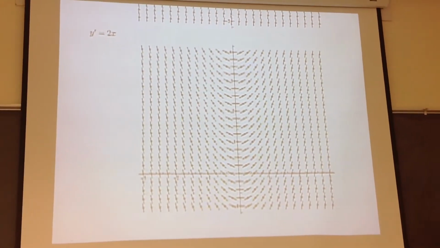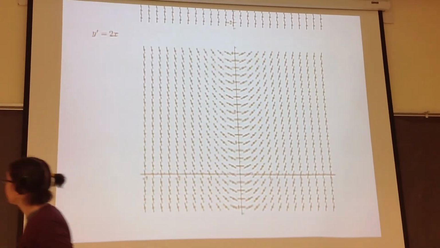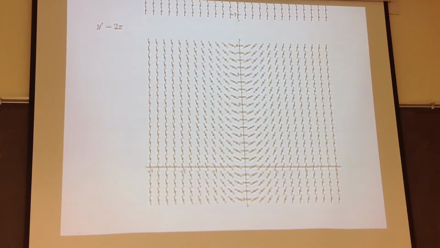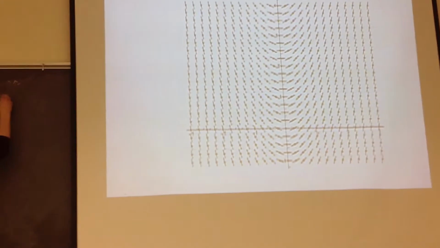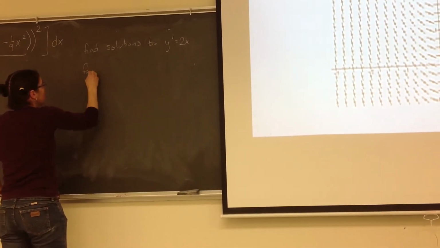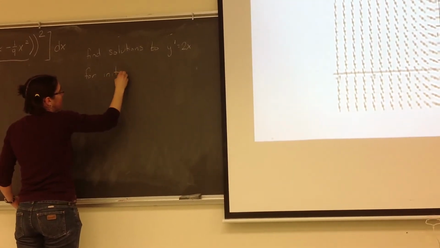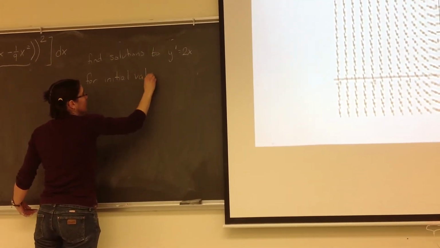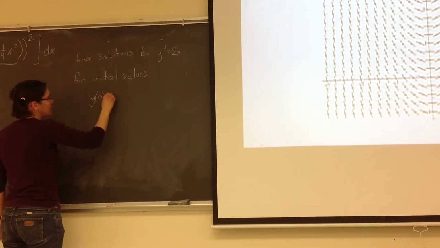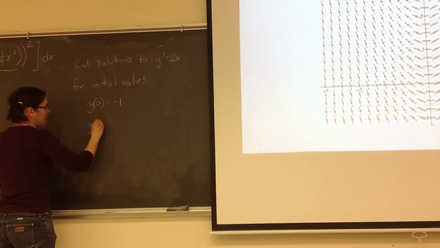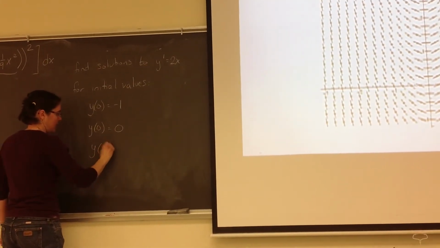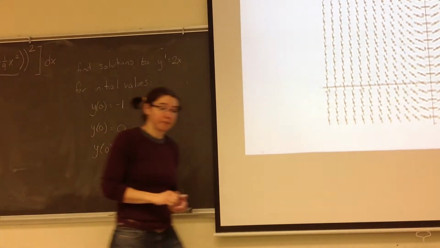To graph or to find solutions to y prime equals 2x for three different initial values. And so those initial values were y of 0 is equal to -1, y of 0 is equal to 0, and y of 0 is equal to 1.